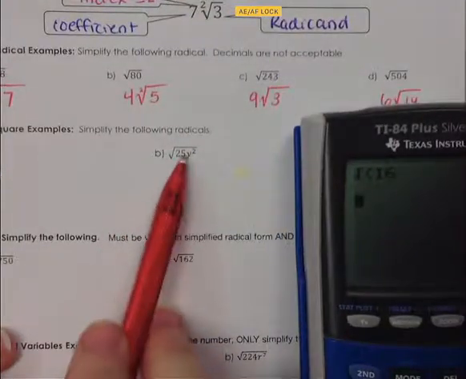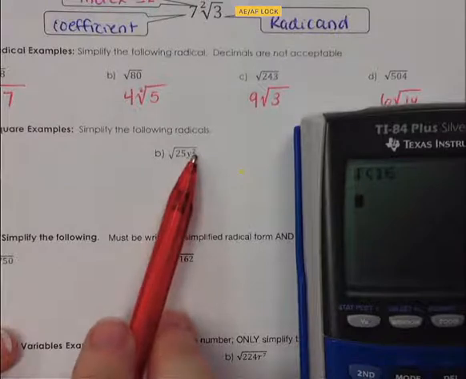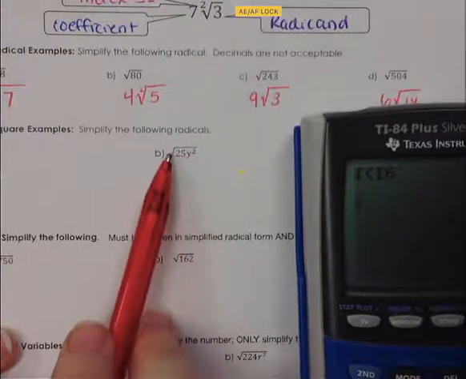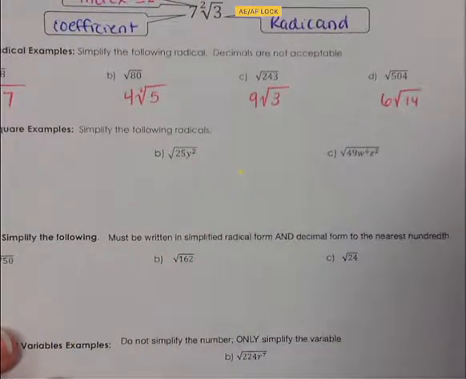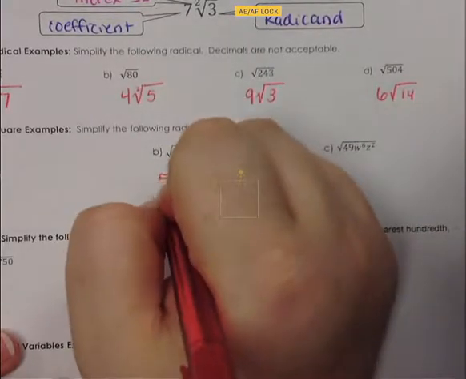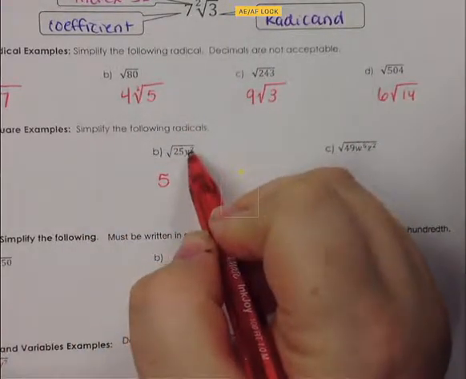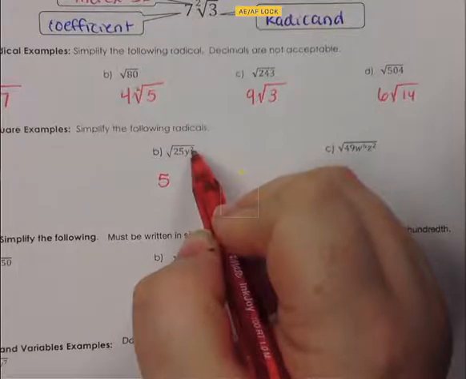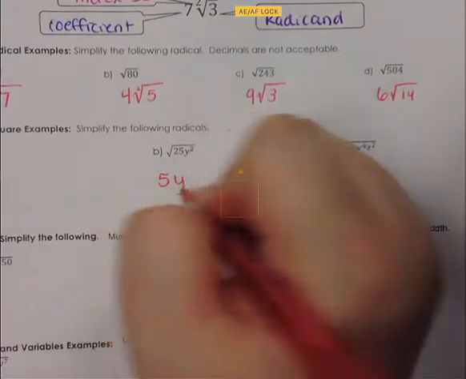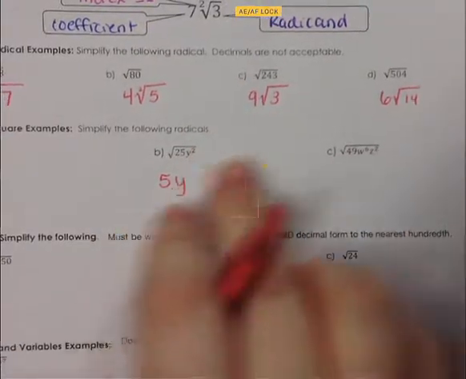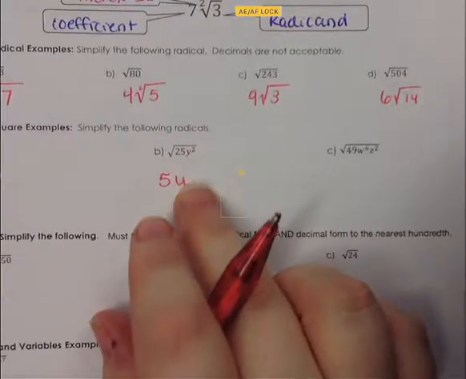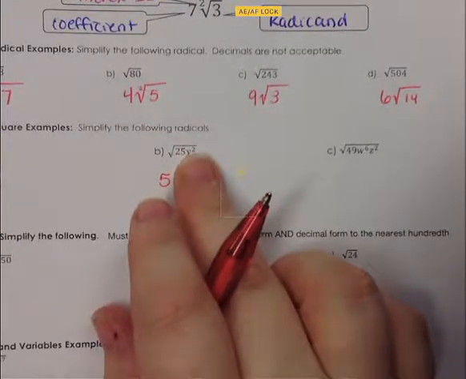Example B, again, you can put the number in your calculator but not the letter. That's one of the things we're going to be working on. The square root of 25 is 5. The square root of y squared, anytime you have an even exponent, the square root of y squared is just y. And we're going to be working on the variables. We're going to be working with the expressions that are not perfect squares.